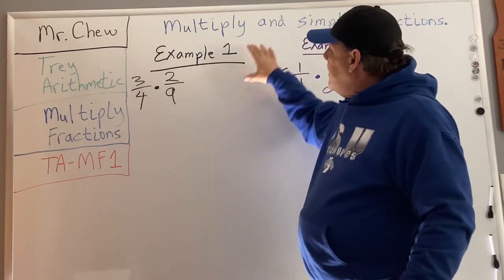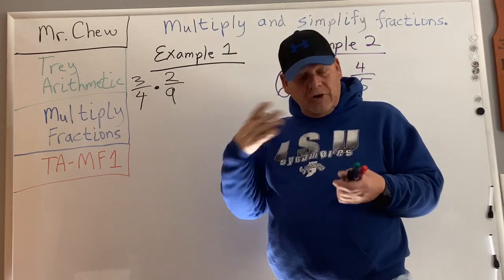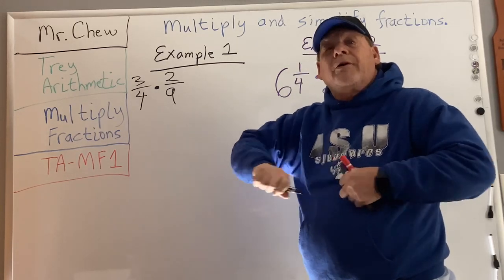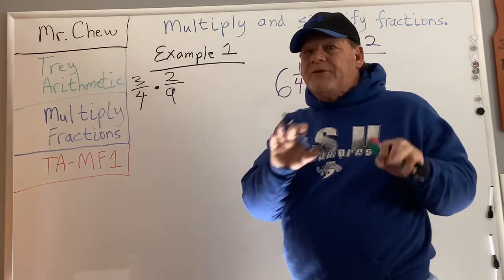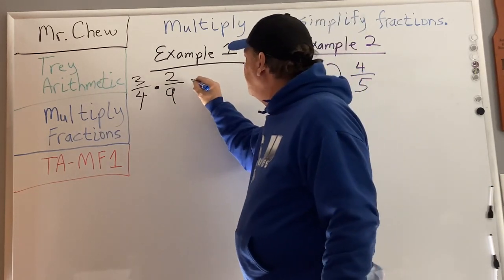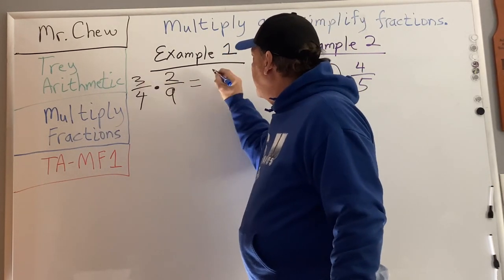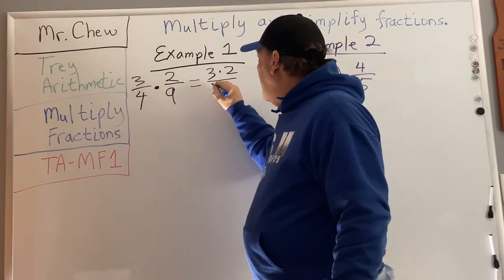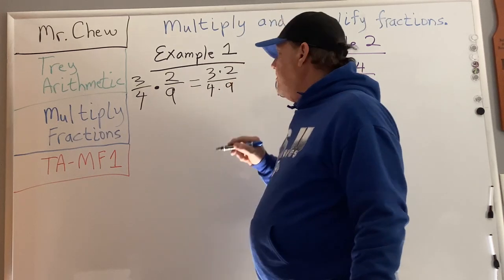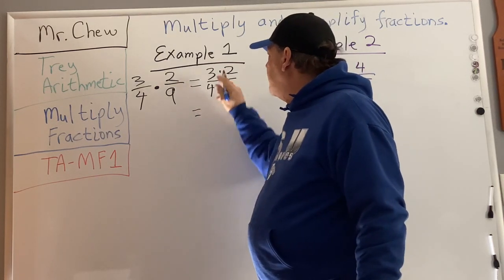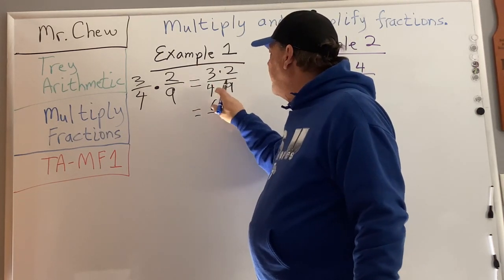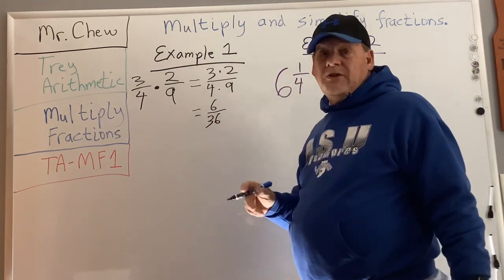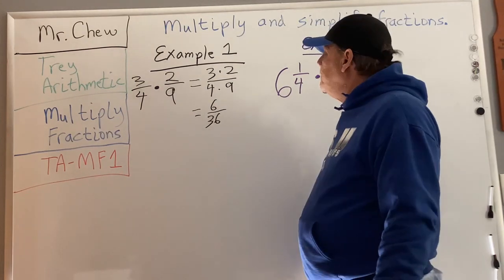All right. So anytime you're multiplying, you're automatically taught to multiply across the numerator. And there's nothing wrong with that, but there is a shortcut I'll show you. So you could take the numerator times the numerator over the denominator times the denominator. So that's going to equal 3 times 2, which is 6, over 4 times 9, which is 36. The problem is then you have to reduce this because this isn't in simplest form.